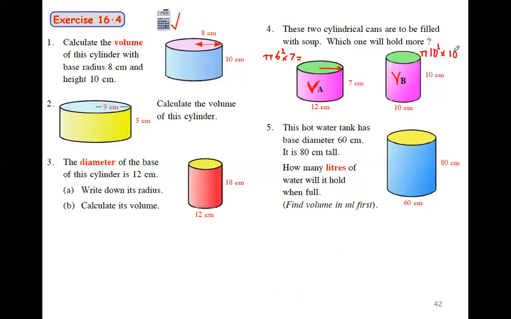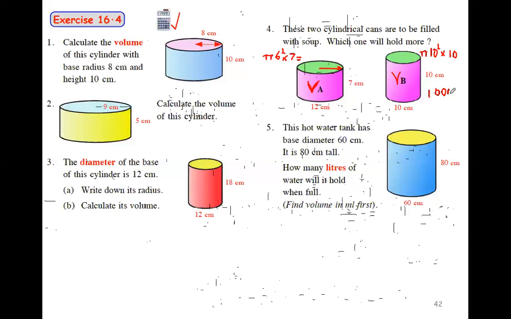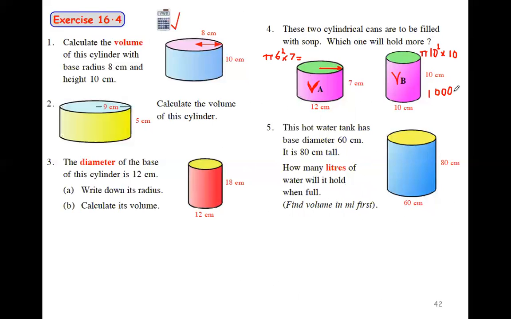Because 100 times 10 is 1000. So here I've got 1000 pi centimeter cube, because that could be a non-calculator question, right? 1000 pi centimeter cube for this one.